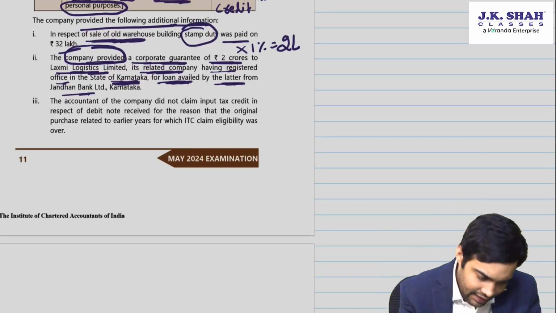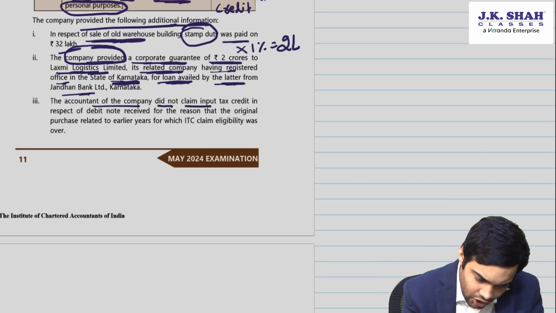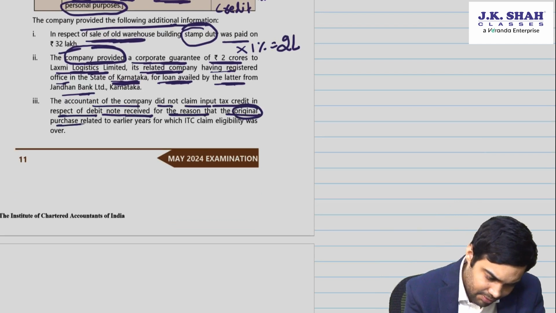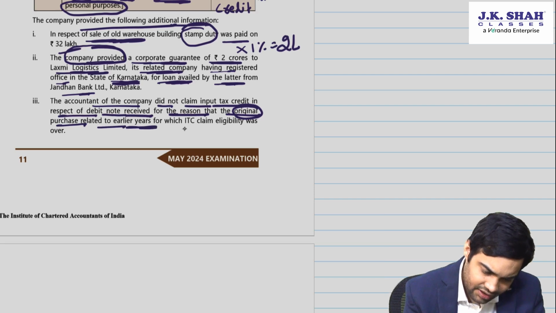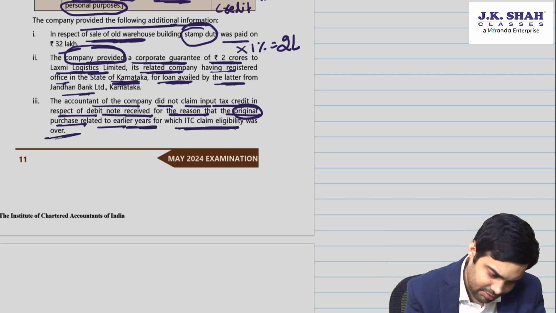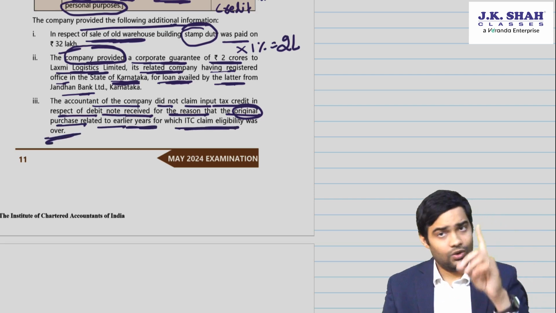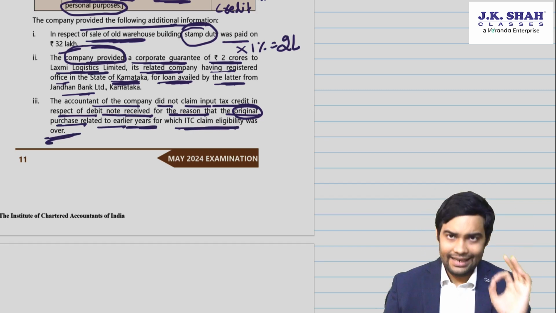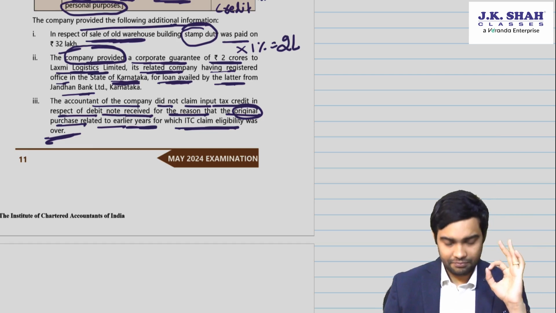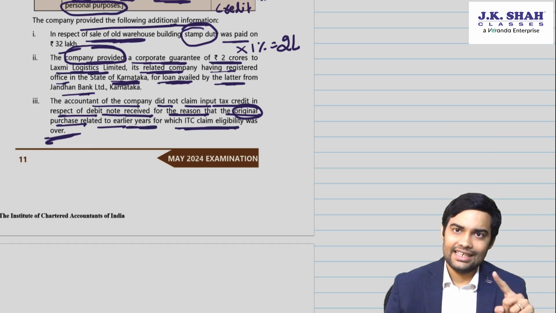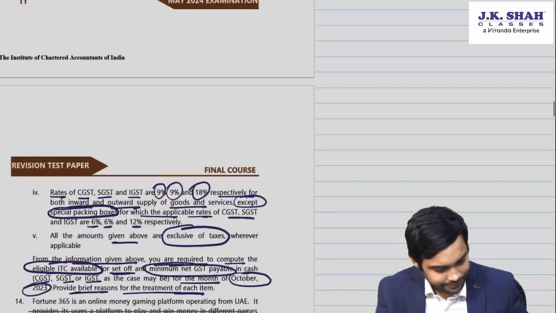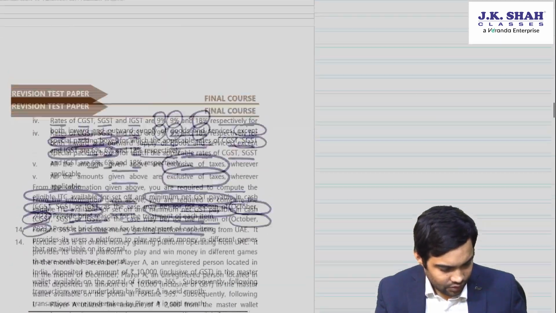Then the accountant of the company did not claim ITC in respect of the debit note received, for the reason that the original purchase related to earlier years for which ITC eligibility was over. See, for the original purchase it is over, but the view of the accountant is incorrect, as for a debit note you can take ITC based on the date of the debit note. Okay, that's it.